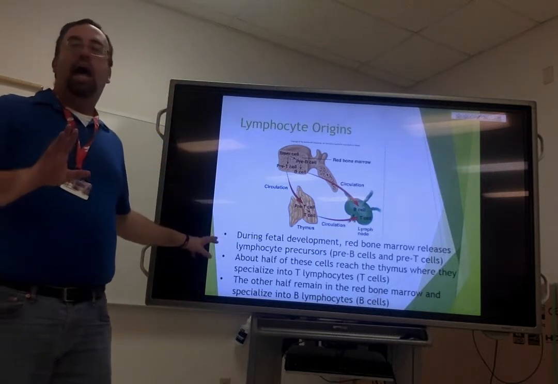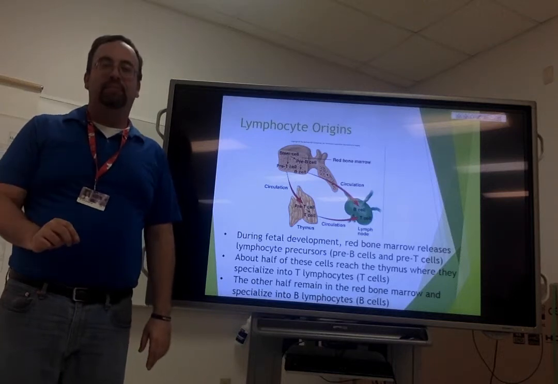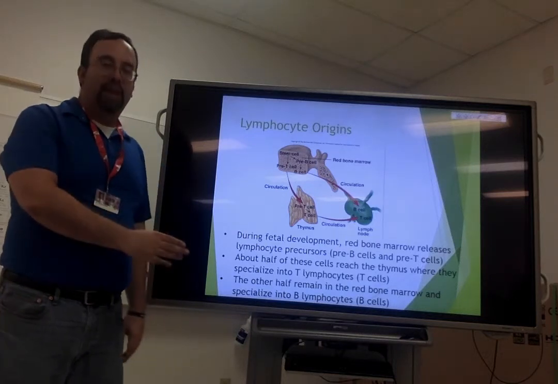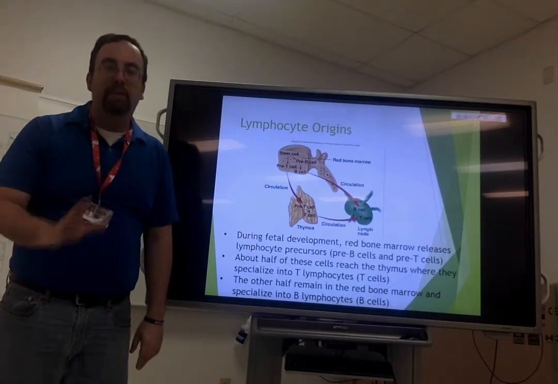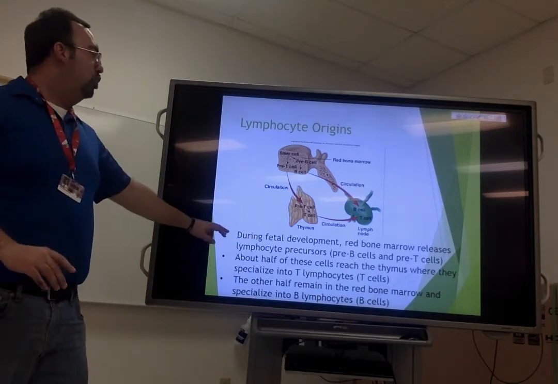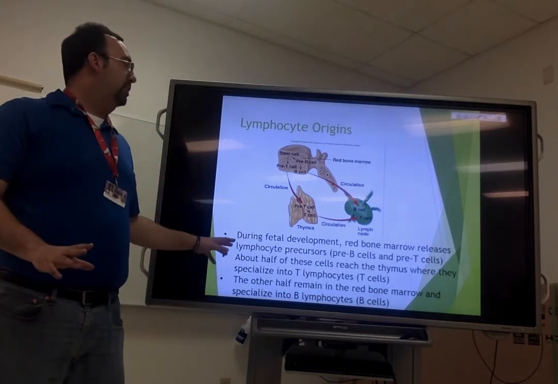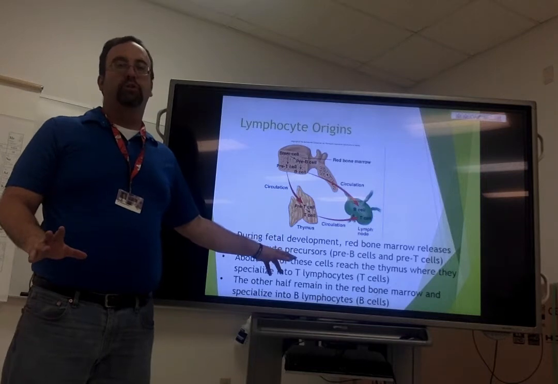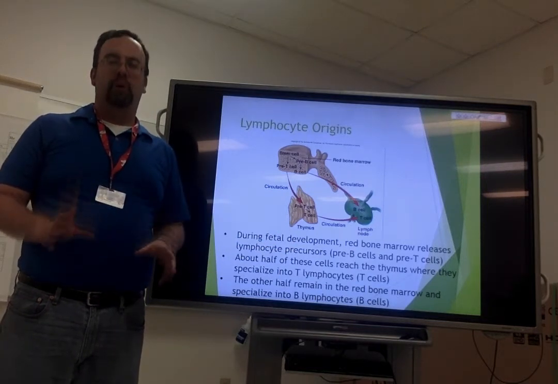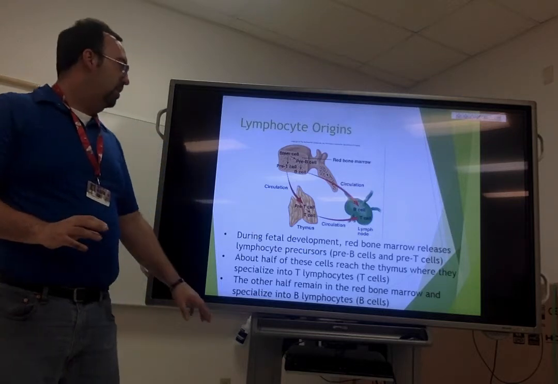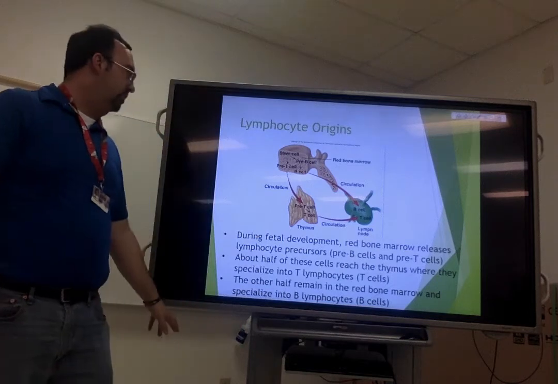All right. However, we also need to talk a little bit about the B lymphocytes. And so, as we're going to find out, the B in B lymphocyte stands for blood because that's where they originate from. During fetal development, red bone marrow releases lymphocyte precursors. And so remember, before, the red bone marrow is responsible for helping produce blood cells. These are your pre-B cells and your pre-T cells.